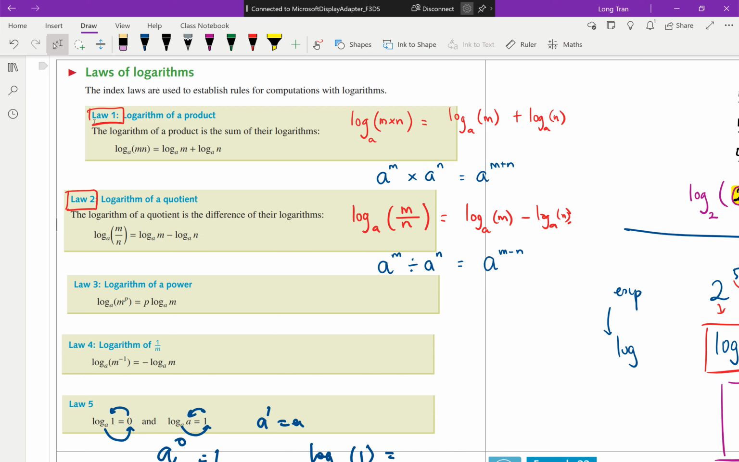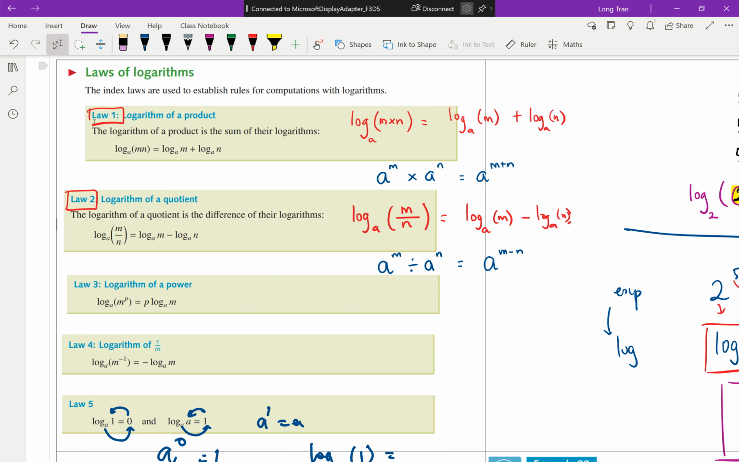So law number 1, if you times, you add them. If you divide, then you subtract them. Very similar to indices. Then you get into law number 3. This is the most common one to do for your exams next year. Okay, so if they throw in a log next year, in your exams, I promise you, it's going to start somewhere with number 3 first.